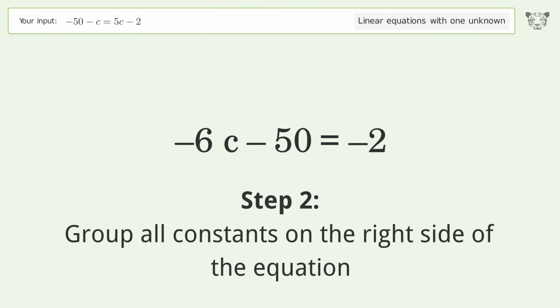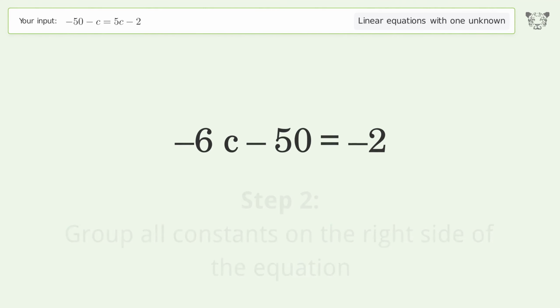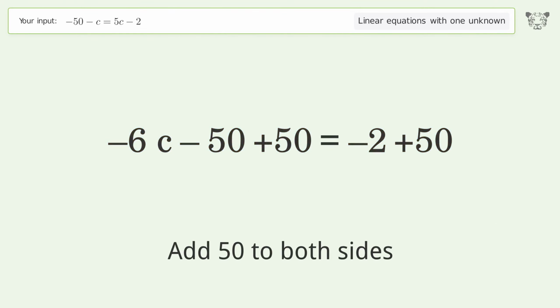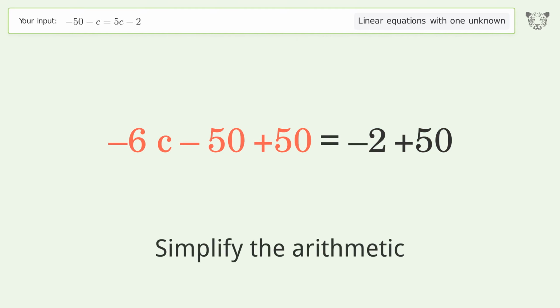Group all constants on the right side of the equation. Add 50 to both sides. Simplify the arithmetic.